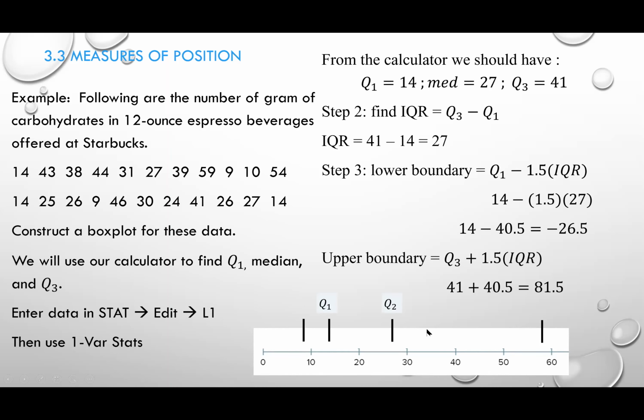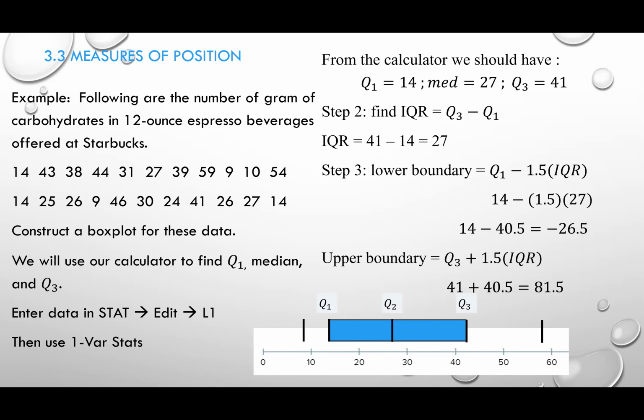Your Q3 is 41, which is somewhere here, probably a little bit closer. And again, all we're doing is putting your Q1, Q2, and Q3 in a box. And that's what they call a box plot, because Q1, the median or Q2, and Q3 we put in a box.